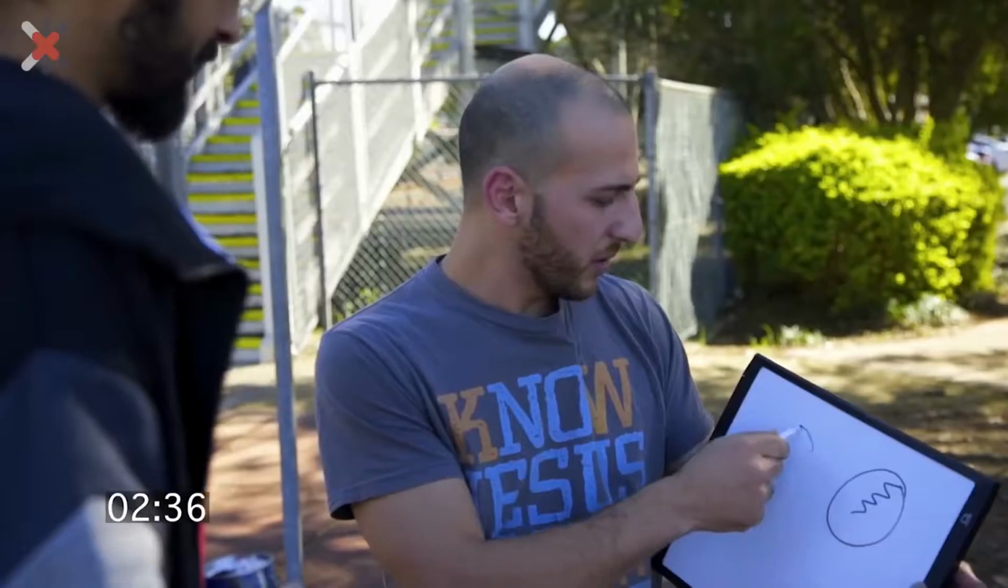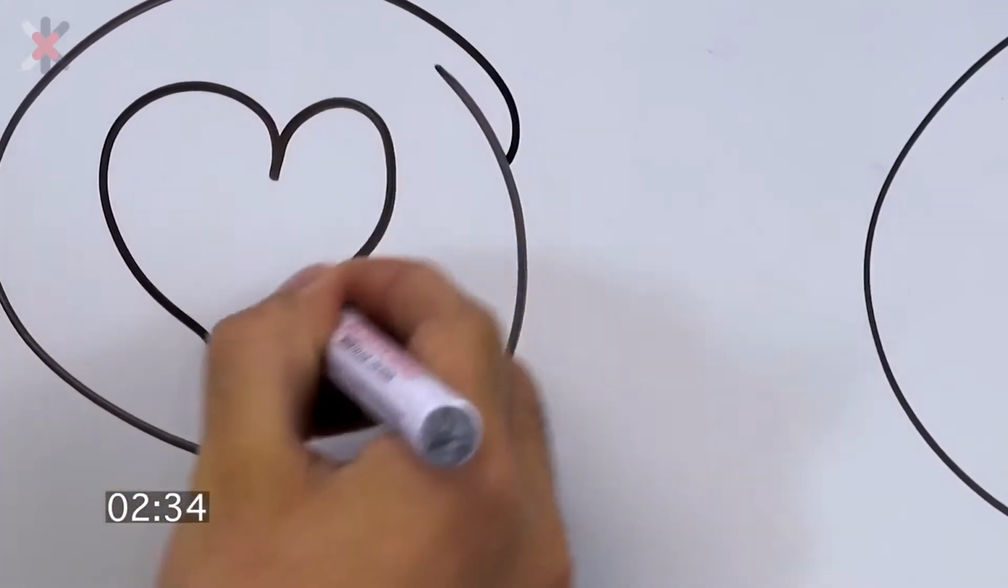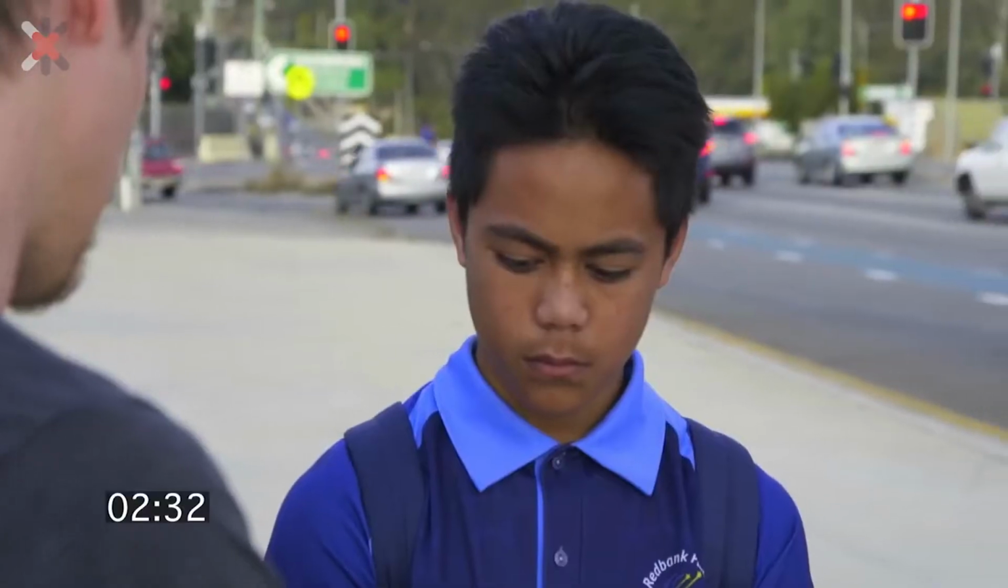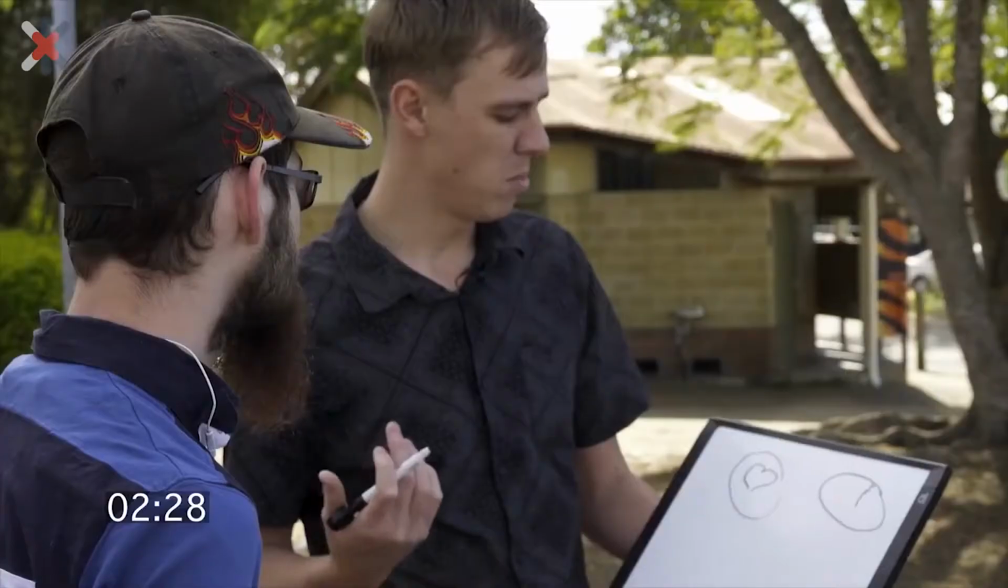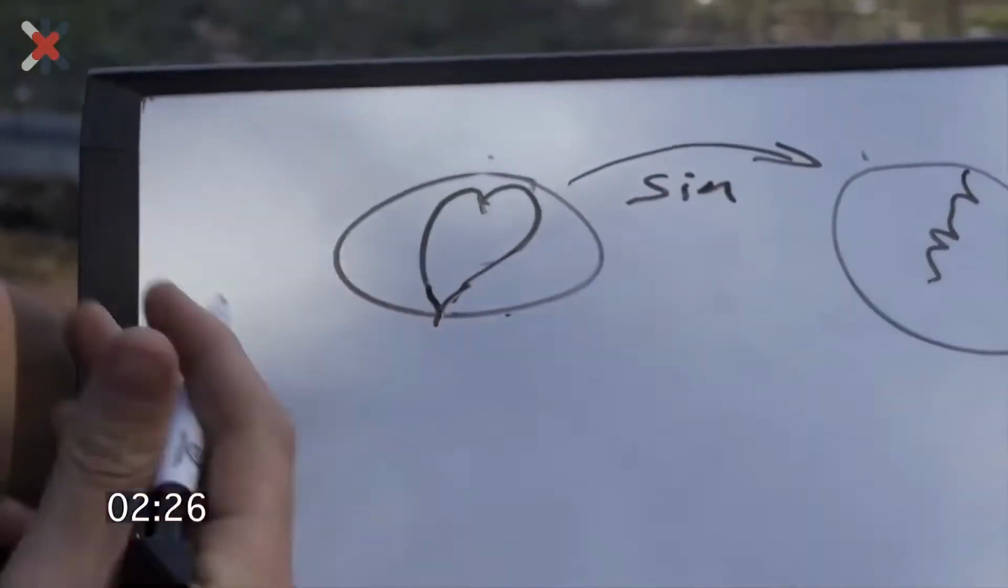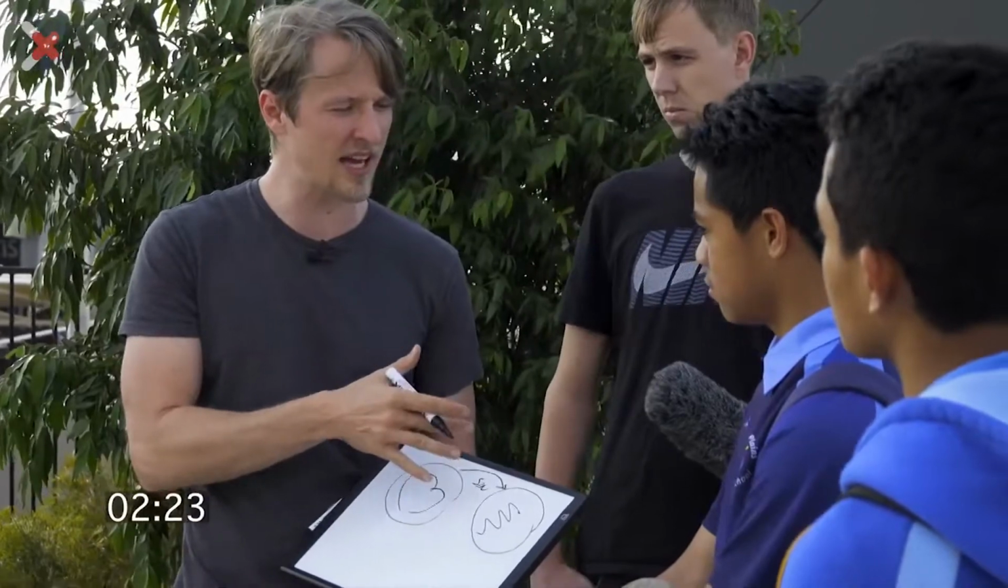Here's the second circle. This circle represents God's perfect design. God's perfect design was a world without brokenness. A world full of love, full of joy, and peace and unity. But what we did was we sinned. Sin could be anything from lying to murder.